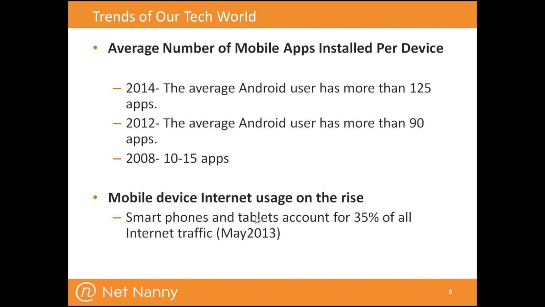Between 2008 and 2014, the number of mobile apps that we're installing on these devices has increased by tenfold. In 2008, we would average 10 to 15 apps installed on a mobile device, and now the average Android user has 125. Another interesting piece of information is that the internet is being used more and more by mobile devices every year. 35% of all internet traffic in May of 2013 was by mobile devices.